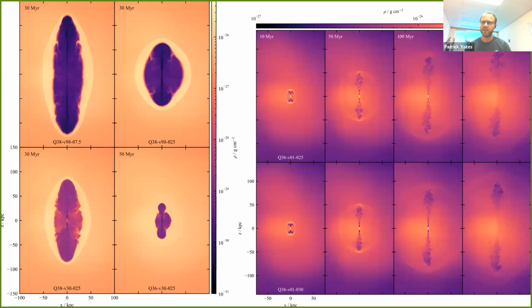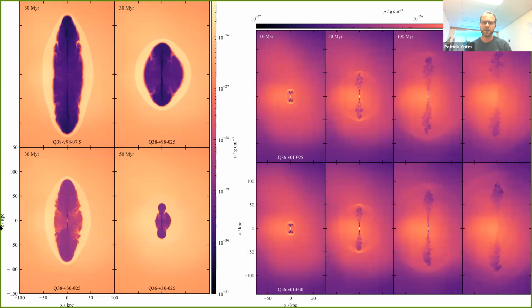On the left figure in this slide, I'm showing 4 sources that have produced a sort of an FR2-like morphology. So these have been fast jets, so supersonic and/or strongly relativistic. And this is at a single snapshot in time, as indicated on the figure.